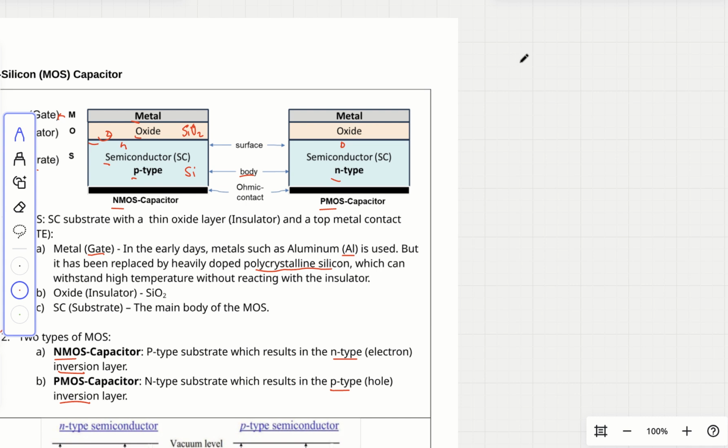Okay, and also if you're wondering why this is called a capacitor, just to recap, a capacitor is made of two conducting plates separated by an insulator. Okay, and we see a similar structure here. There's an oxide insulator, and here is a metal conductor, and this is a semiconductor. Okay, so this is a type of capacitor. It's called the MOS cap.